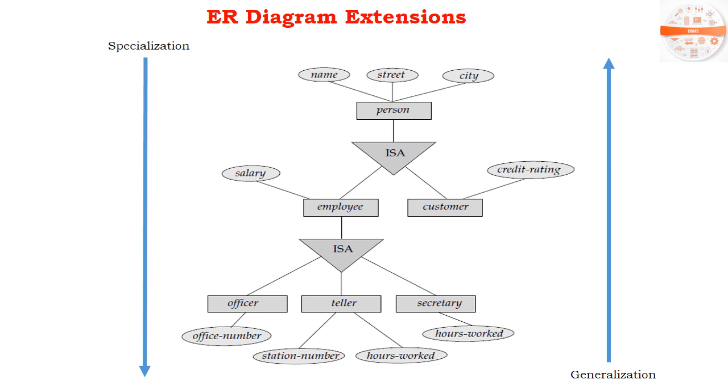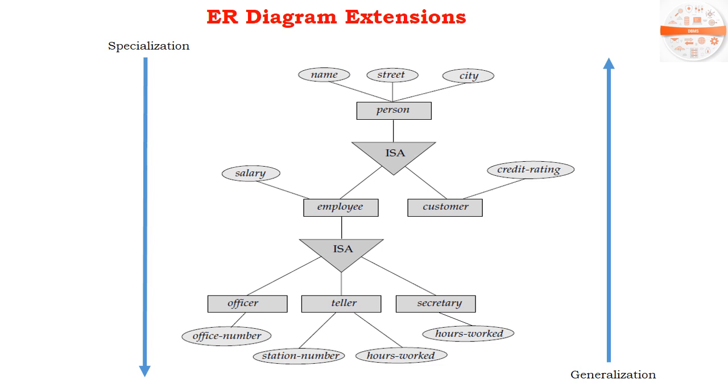So look at the diagram. Person is the entity. The person is again subcategorized as employee and customer. Again, the employee is further subcategorized as officer, teller, security. So person is the general concept, right? Again, we can subcategorize the employee into officer, teller, security. So this is the way we identify the specialization.